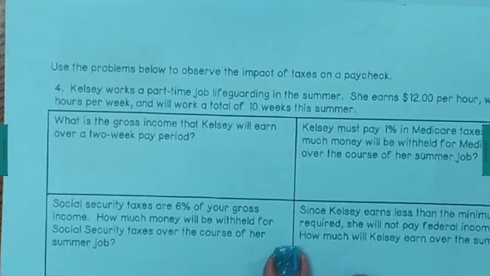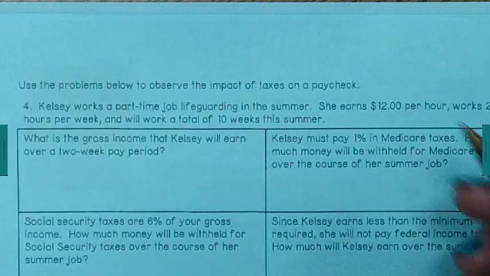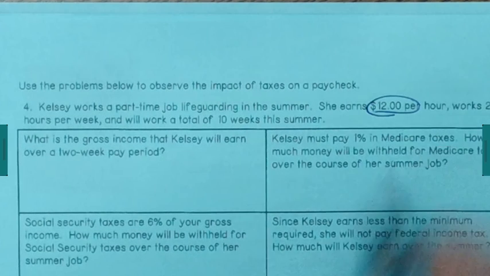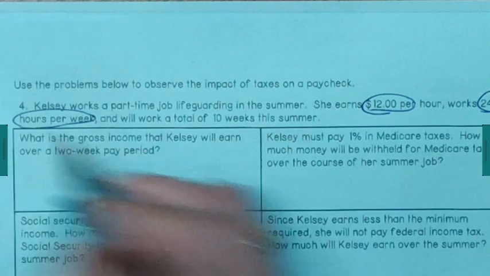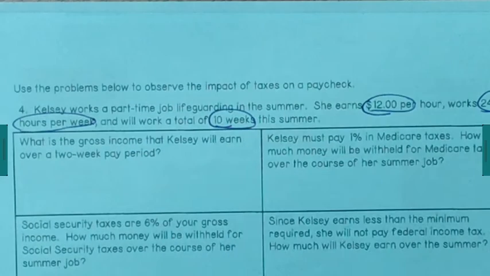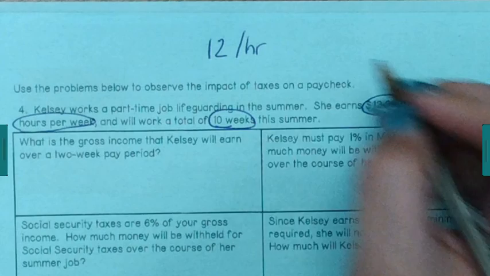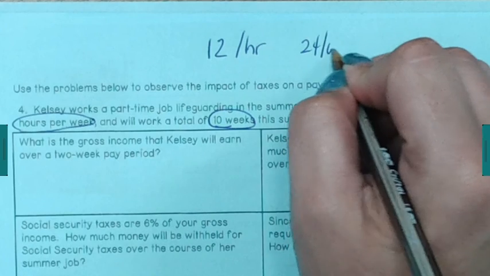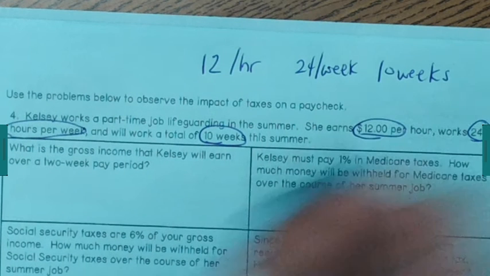Okay. Kelsey works part-time as a lifeguard. She makes $12 per hour. She works 24 hours per week, and she works 10 weeks. So this is a lot. This is $12 an hour, 24 hours a week, and she's doing it for 10 weeks. Okay, there's a lot going on there.